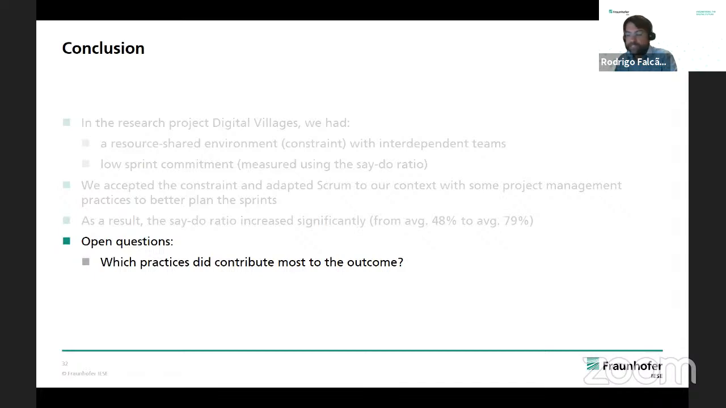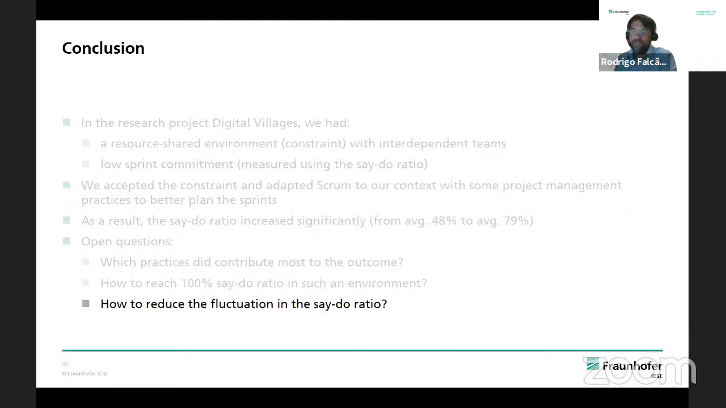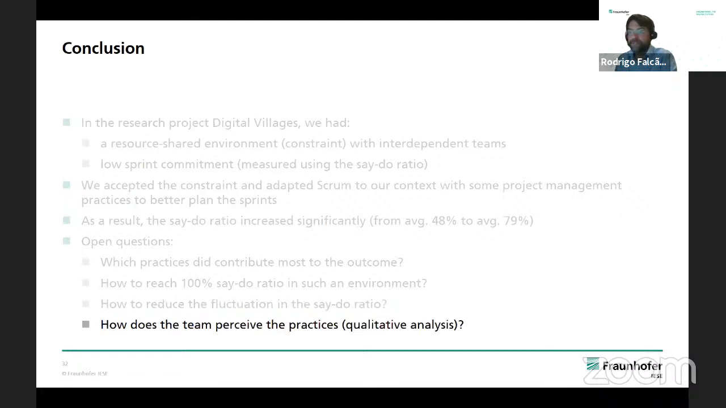So we introduced some practices. Which practices contributed most to the outcome? We didn't check individually which one contributed most. We also don't know how to reach 100% or near 100% say-do ratio in such environments, because in our case we never got those numbers, and we still don't know how to reduce the fluctuation in the say-do ratio.